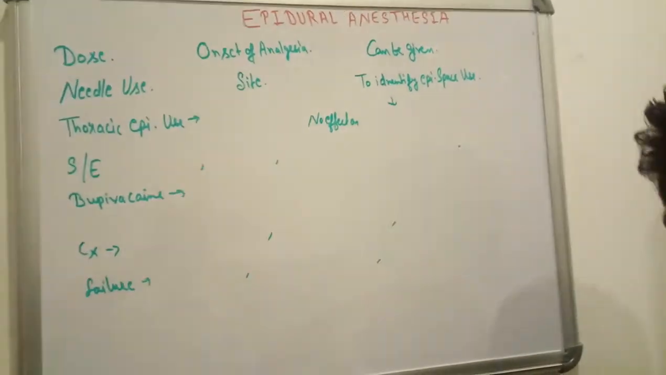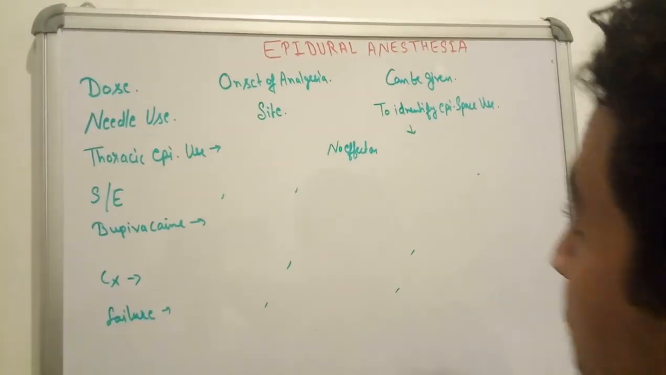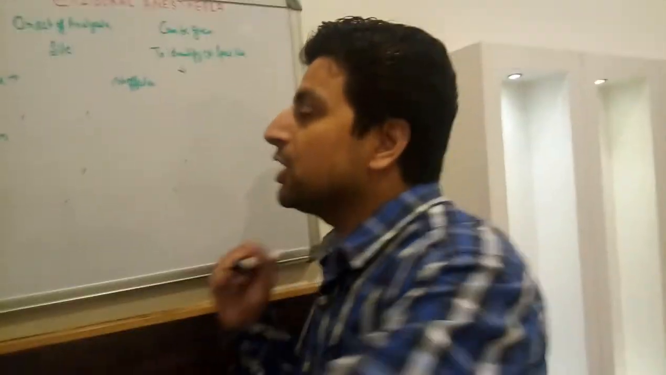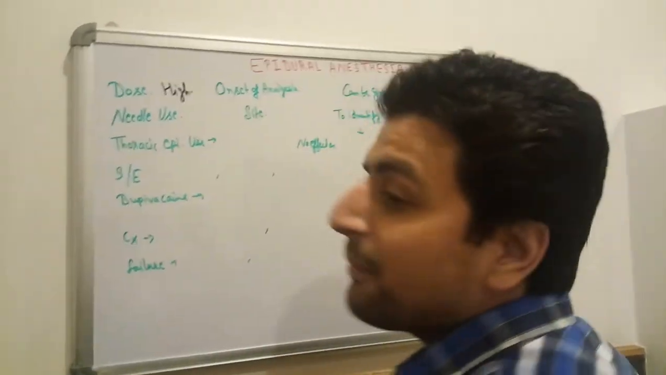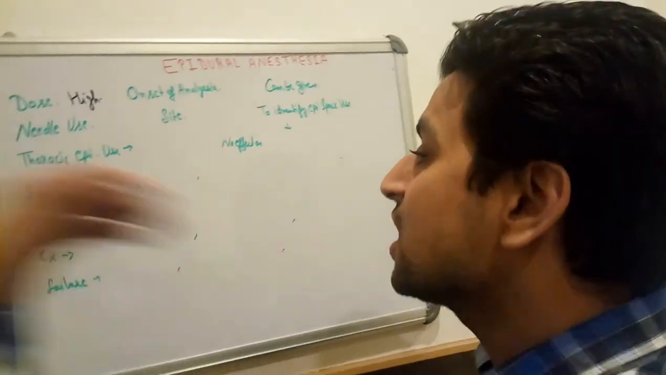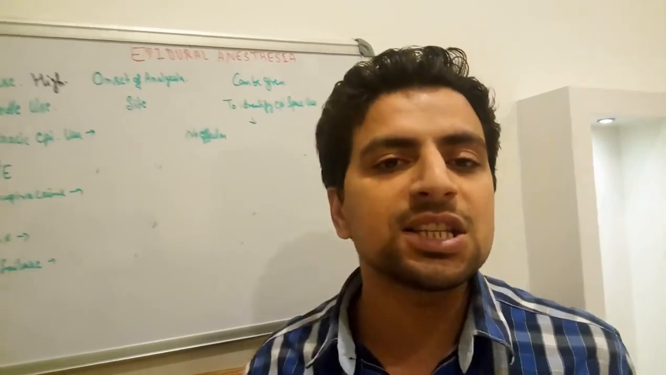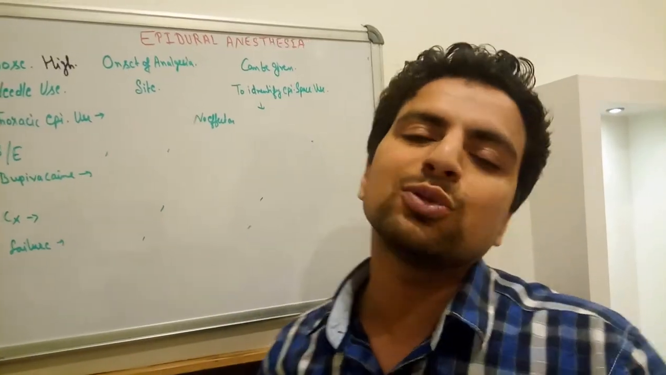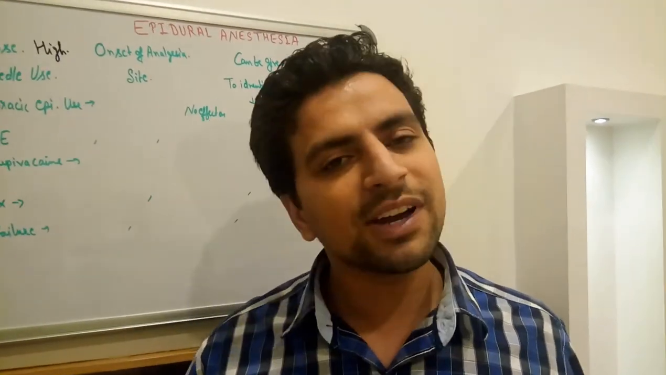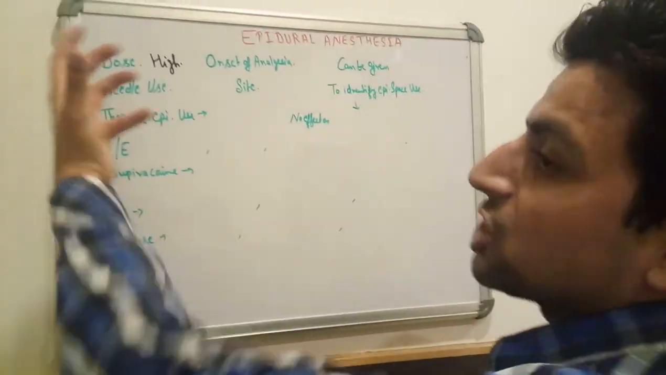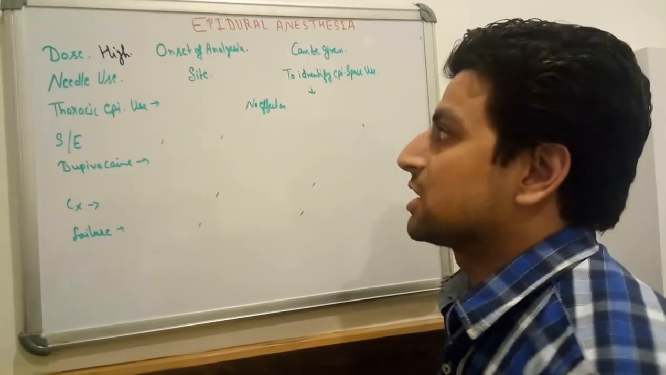Do you know how much dose we need to give in case of epidural? My question goes to Dr. Madan. High doses, yes, in epidural we need to give a very high dose, like 30-40 ml of local anesthesia injected in a patient. But in case of spinal anesthesia, my dear friends, only a little dose like 2-3 ml of bupivacaine. So in spinal it is a low dose, but in epidural it is a high dose.